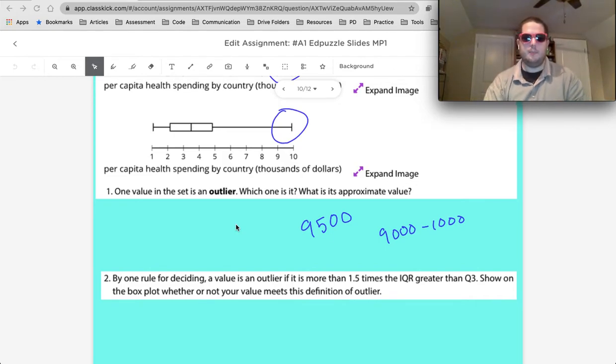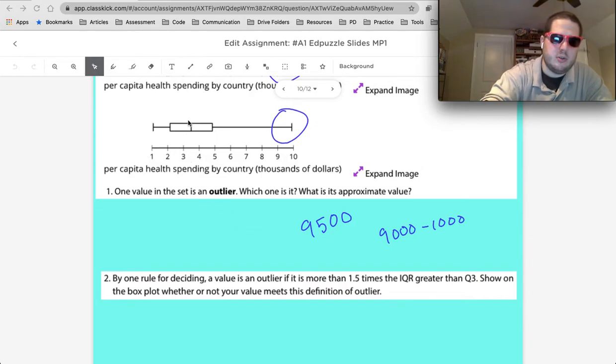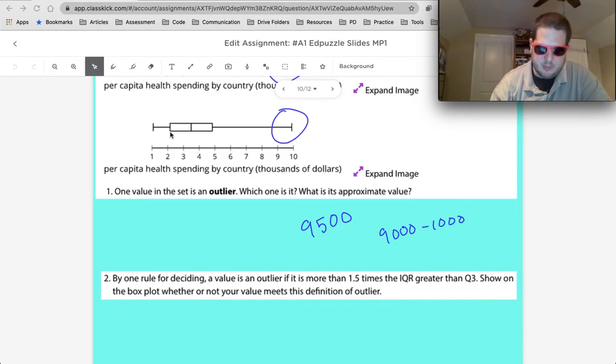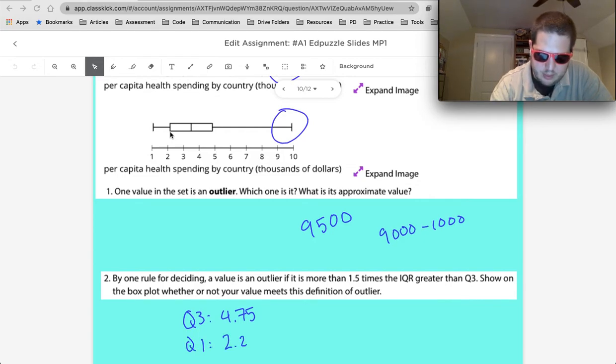So first thing we're going to do is find the interquartile range for this data set. So what's the interquartile range? Give me an approximate value. Go ahead. All right, so the third quartile is a little less than 5, and the first quartile is a little bit greater than 2. So Q3 is let's say 4.75, something like that, and then Q1 is about 2.25. That would make the interquartile range 2.5 if I subtract.